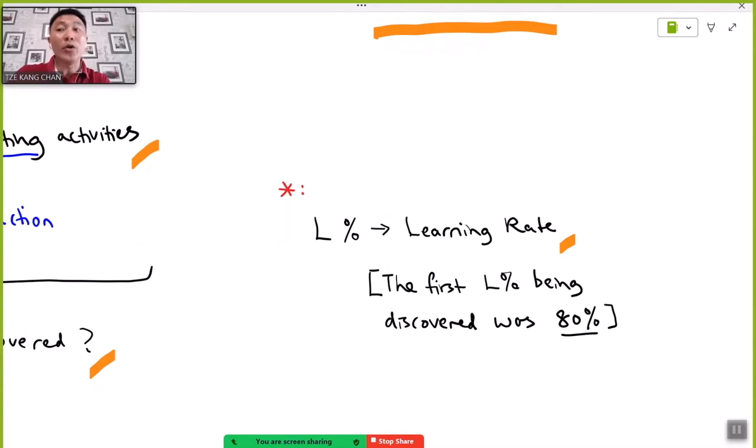Guys, according to history, when the very first learning curve phenomenon was found, the learning rate at the time was 80%. And in fact, this is one of the very commonly used statistics tested in exams, even though it is not a guarantee. It is one of the commonly used statistics quoted in examinations.